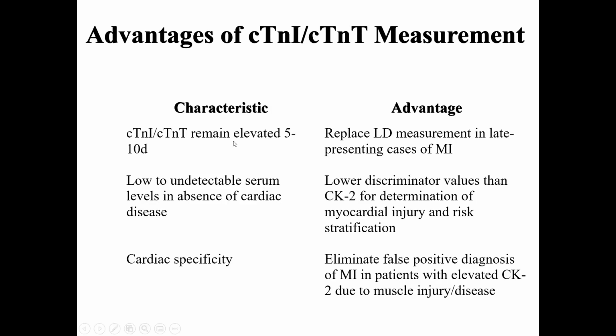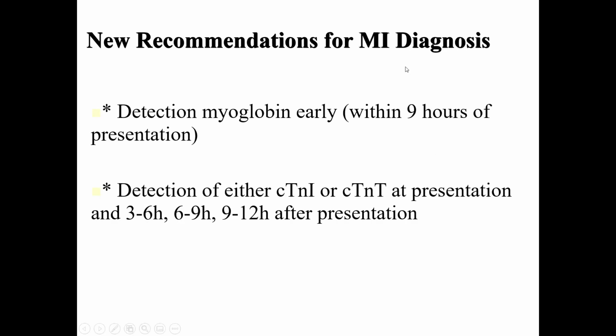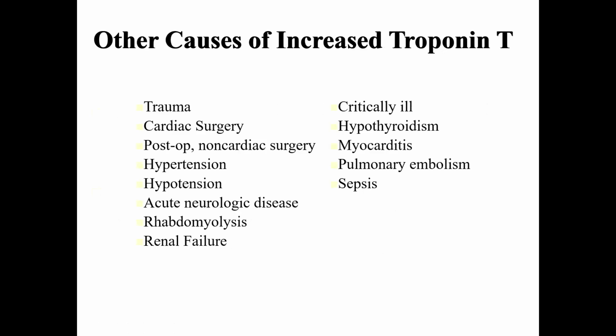You can see the characteristics and advantages in this table for troponin I and T. New recommendations for myocardial infarction diagnosis: detection of myoglobin early, within 9 hours of presentation, and then detection of either troponin I or T at presentation and every 3 hours after presentation. There are a lot of other causes of increased troponin T. You can read those here. Using one marker alone is not going to be enough for diagnosis.